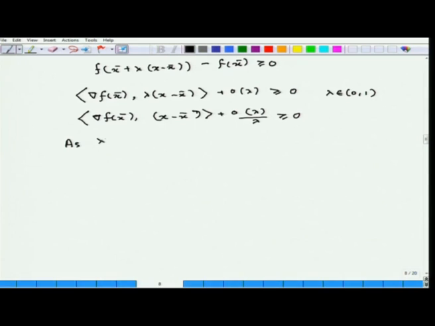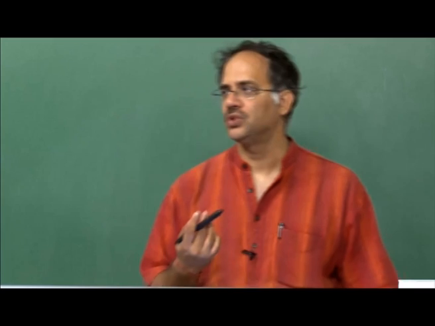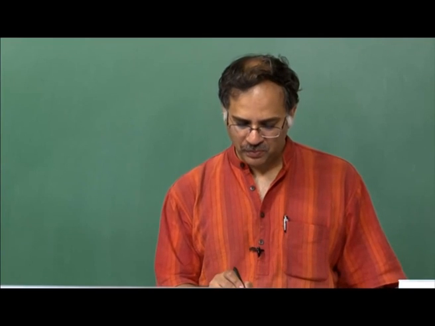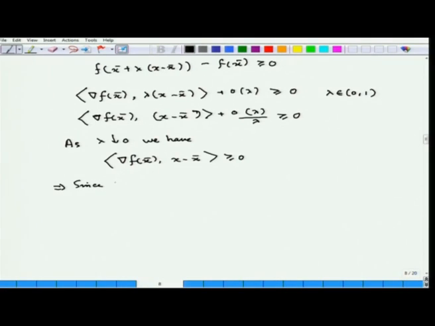So, as lambda goes to 0, we have... Now you see this is true for any arbitrary x in C I have chosen. I have not chosen any particular x in C of particular structure, just an x in C. So, this would imply, since x in C is arbitrary, this above condition.